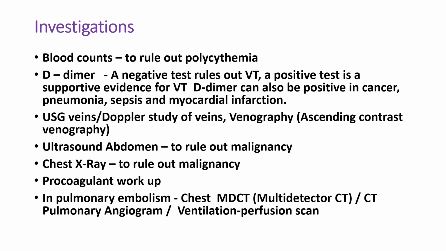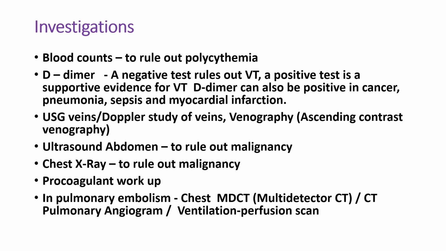The investigations we will see now for deep vein thrombosis. Whenever there is lower limb swelling, we can ask for a blood count, CBC, complete blood count. In patients who have cellulitis, you can see a high WBC count. And patients with polycythemia can have DVT.